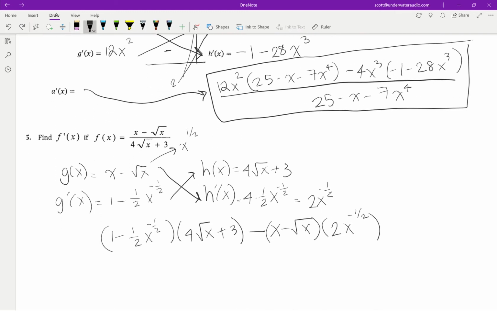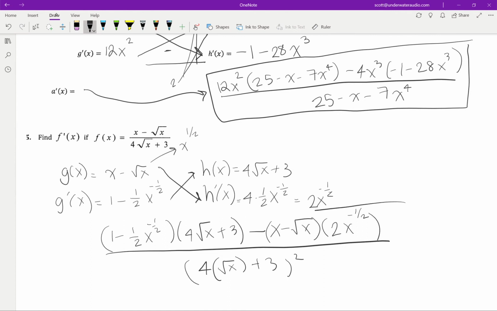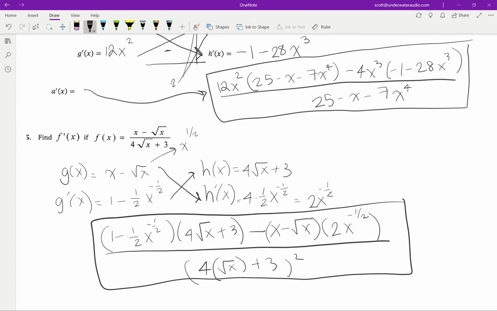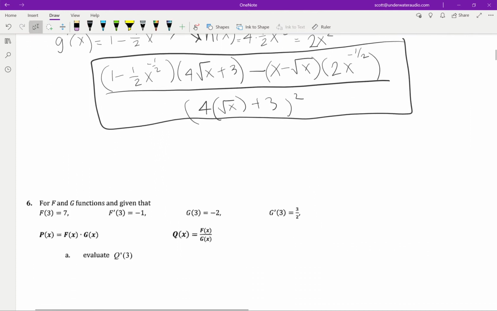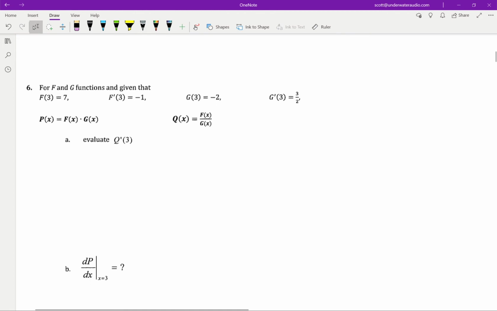So now I'll do the last part, which is to divide the whole thing by h of x squared. Okay, and then I'll put parentheses here and square it. And that should be the end of that. Okay, let's move on to number 6. Okay, this is very similar.